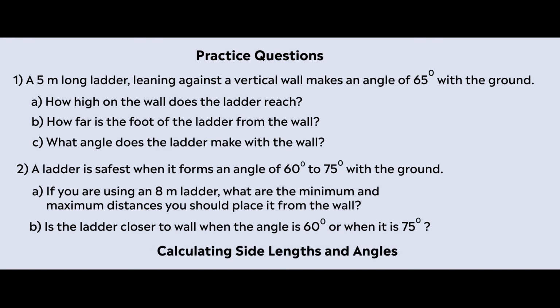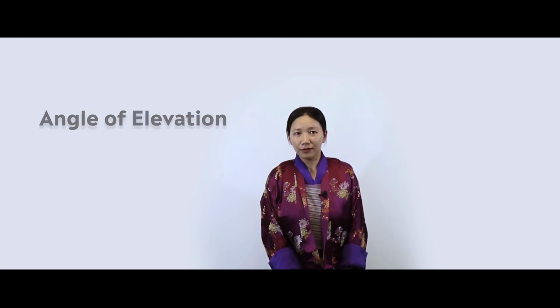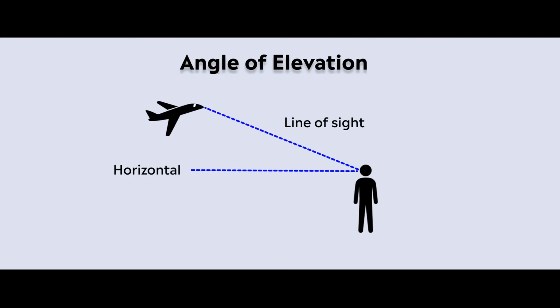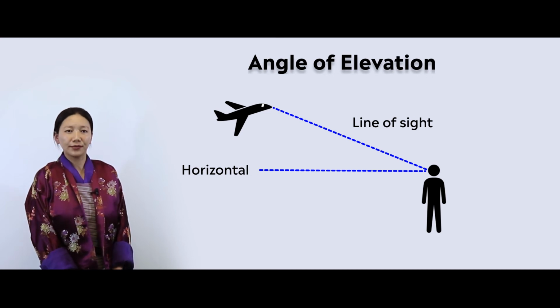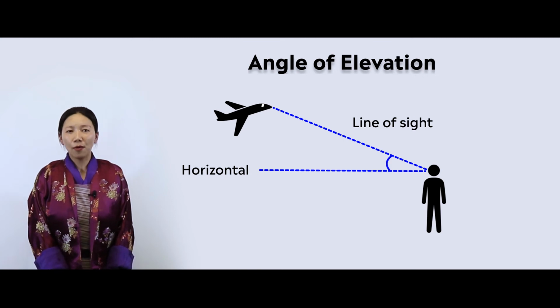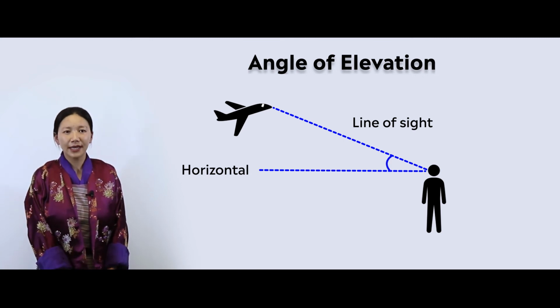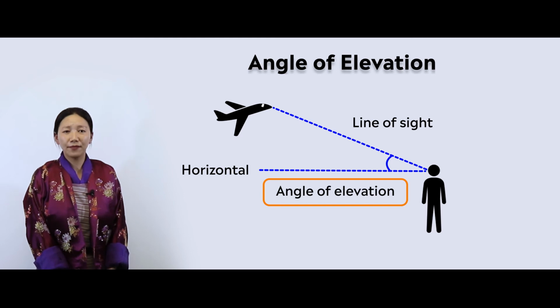Now let's move on with our next topic, that is angle of depression and angle of elevation. So to understand the concept of angle of elevation, we will take help of a figure. If you look at the figure, we see a person looking at a plane which is flying, and when the person looks up, there is an angle formed between the line of sight and a horizontal along the level of the eye. So that angle is called the angle of elevation.